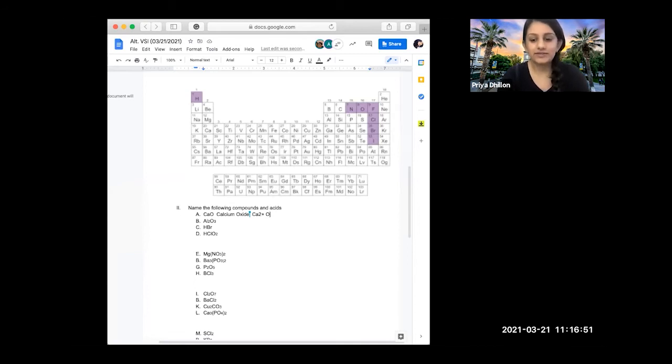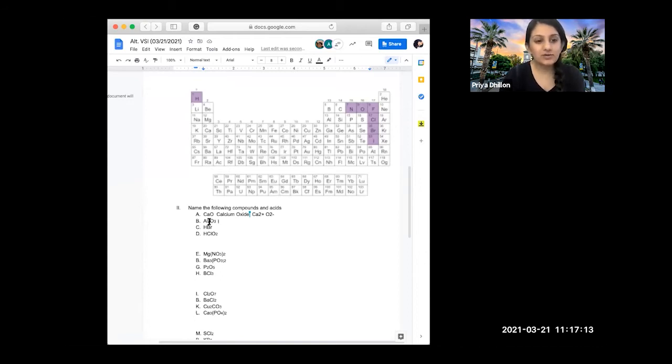So, okay, we established that it is -2. So let me type it here. As you can see, it's 2 plus and 2 minus, so that just cancels it out. So your formula is just going to be calcium oxide. You don't have to deal with any other thing.